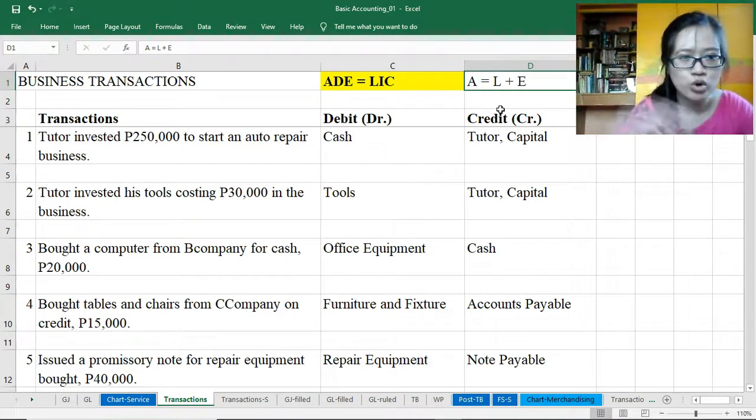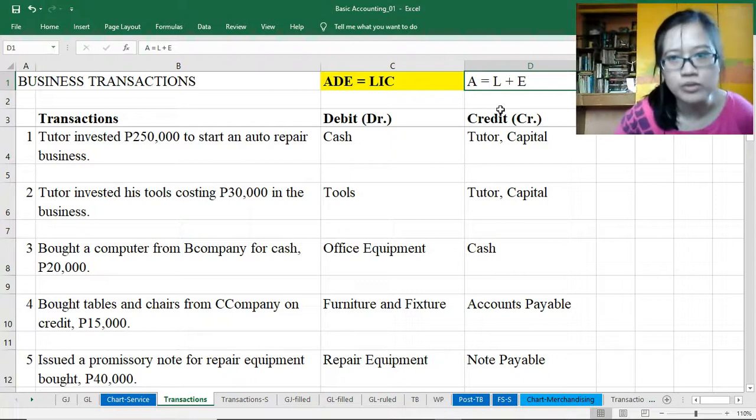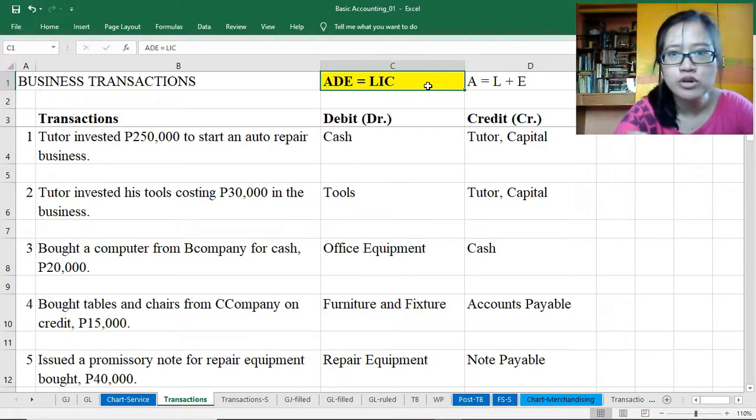Okay? More of that in a separate video. Okay? Yung closing ng income and expenses. Alright, so ito yung normal accounting equation, but for you to remember kung ano yung types of accounts na i-debit and ano yung types of accounts na i-credit, yung normal balances nila increases.